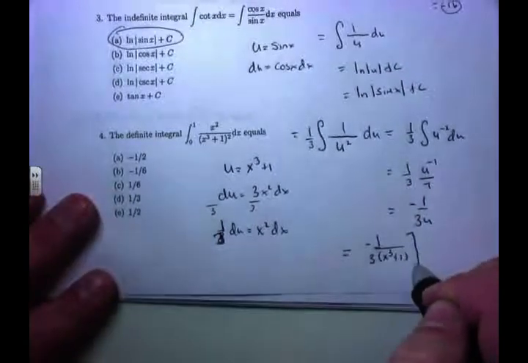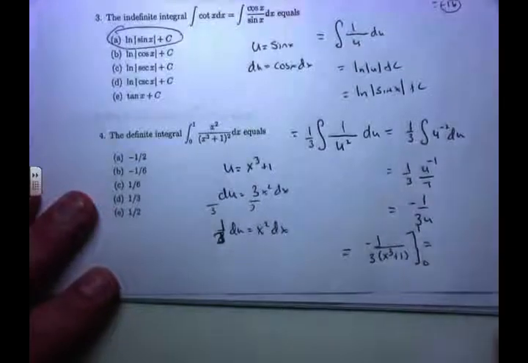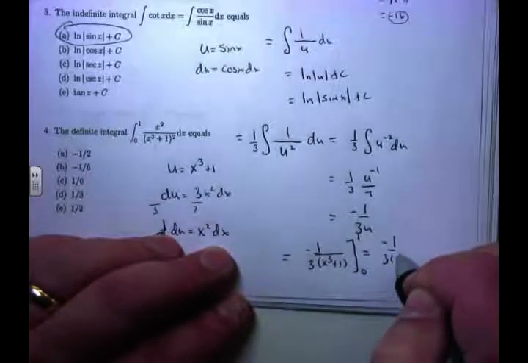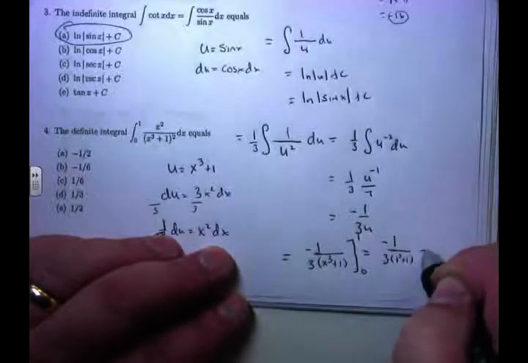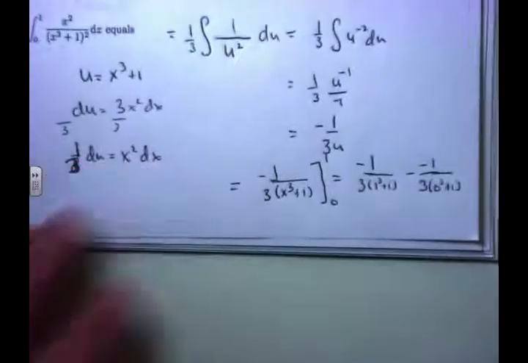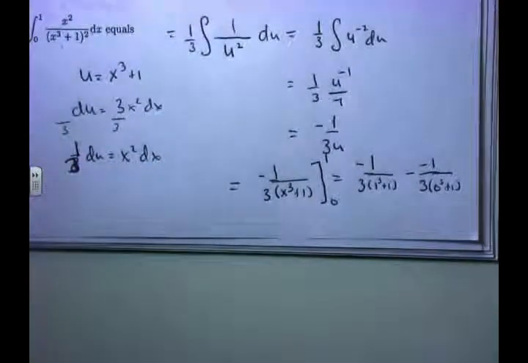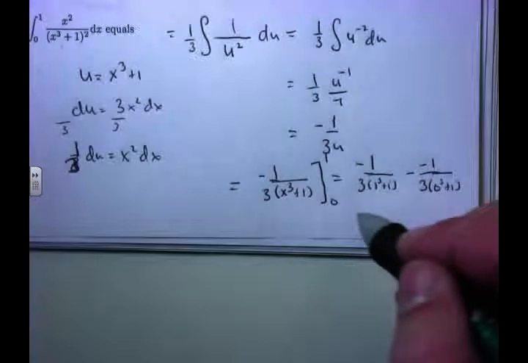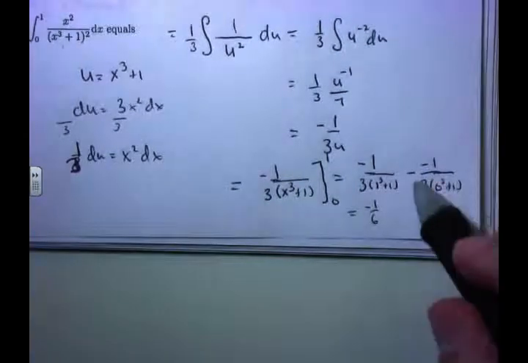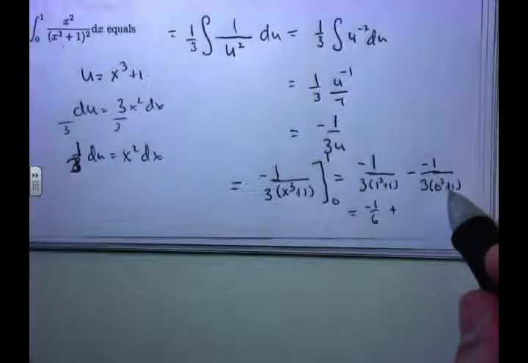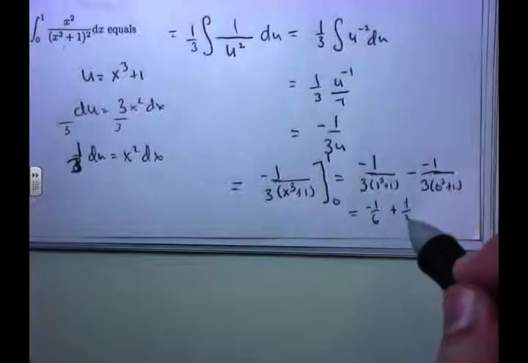So what am I going to do? Post my bounds from 0 to 1 and apply the fundamental theorem of calculus. Plug in top minus plug in bottom. Negative 1 over 3 times (1 cubed plus 1), minus negative 1 over 3 times (0 cubed plus 1). Again, not skipping any steps, trying to make sure you guys make no careless errors. 1 cubed is 1, plus 1 is 2. 2 times 3 is 6, so this is equal to negative 1 sixth. A minus makes it a plus. 0 cubed is 0, plus 1 is 1. Times 3 is 3, so that becomes 1 third.